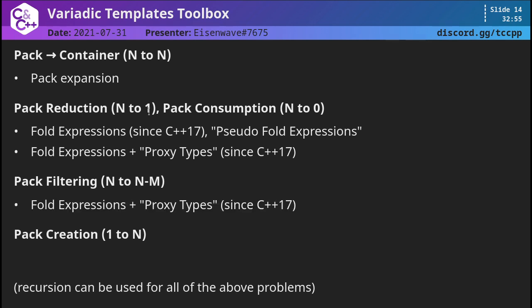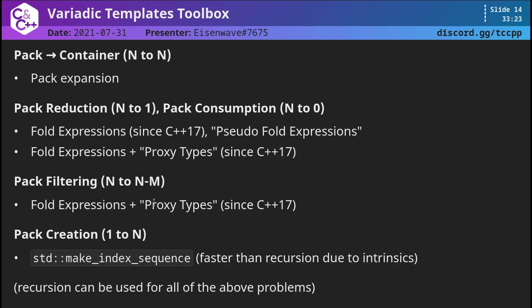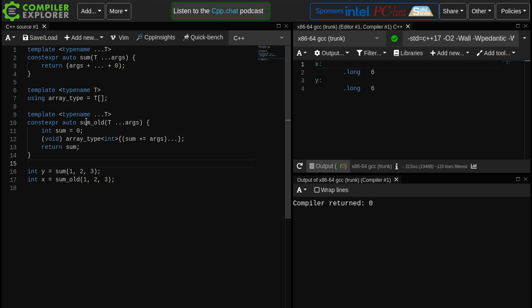So then, pack filtering. I don't really have the time to go into all the details with this. But using fold expressions and proxy types and stuff, it's also possible to filter out a portion of a pack. So let's say, pick every parameter that is an integral type or any one that is a floating point type. And then finally pack creation, that's also worth mentioning. There are situations where you don't actually have a pack, and you want to turn something that isn't one into a pack.